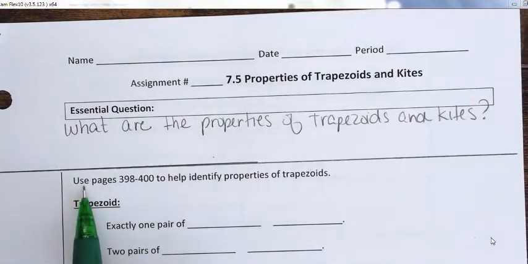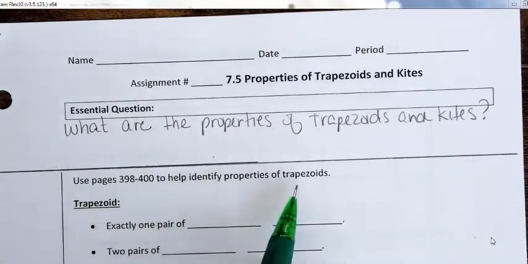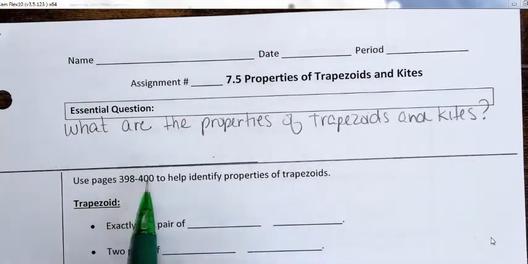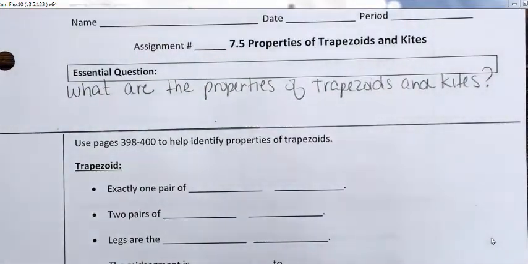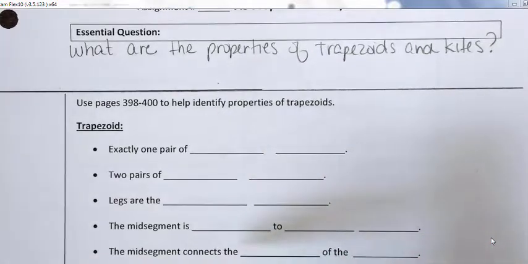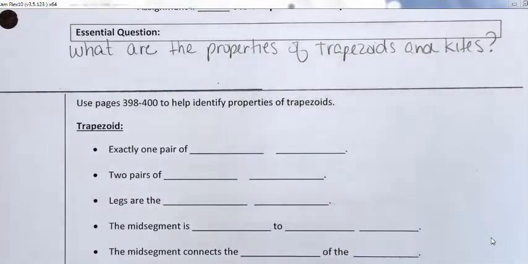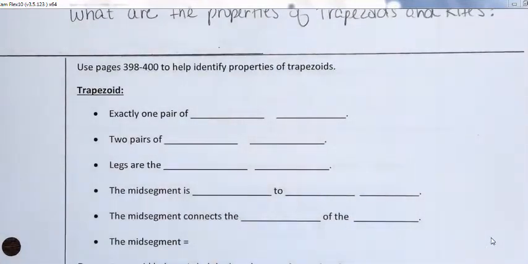I have that you can use pages 398 to 400 to help identify properties of trapezoids. So you're going to want to read through that at some point. You can also pause the video right now and go look it up and see if you can fill in these blanks, and then come back and watch the video and see if you got them right. That's a good way to quiz yourself on your reading comprehension.